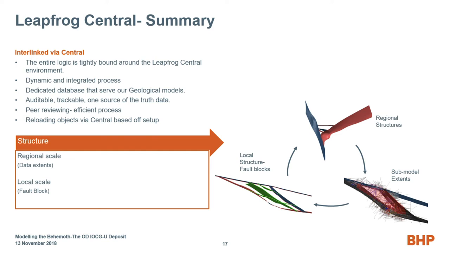Okay, so in summary, we have three streams. We have our structure, where we take our regional structure into play, as well as the local scale, i.e. fault block. The regional structures act as model extents for our lithology, alteration, and RQD models. And within those models, we then split it up into our fault blocks, which then feed back into our actual structural model. So that's a closed circle.